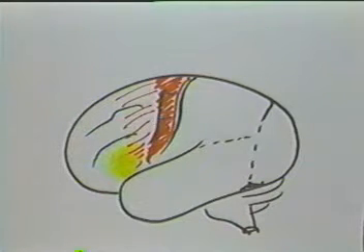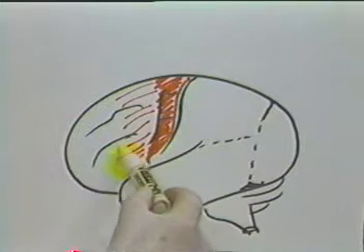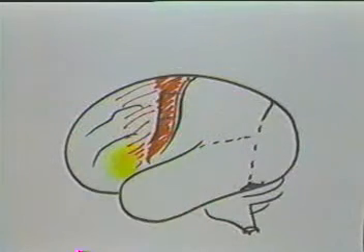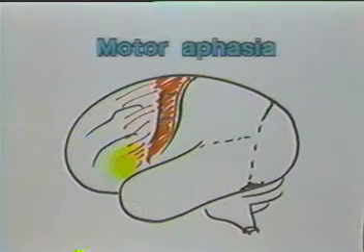A patient with a lesion in Broca's area has difficulty speaking, although the muscles of articulation do not necessarily have to be paralyzed. This type of language disorder is referred to as motor aphasia or Broca's aphasia.